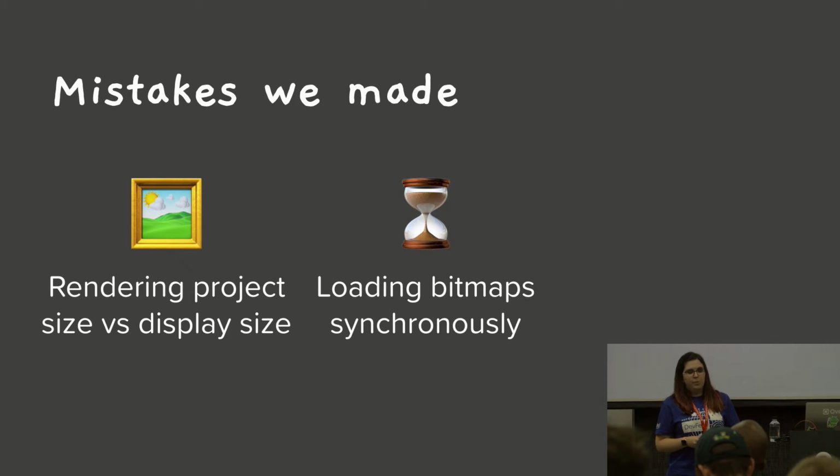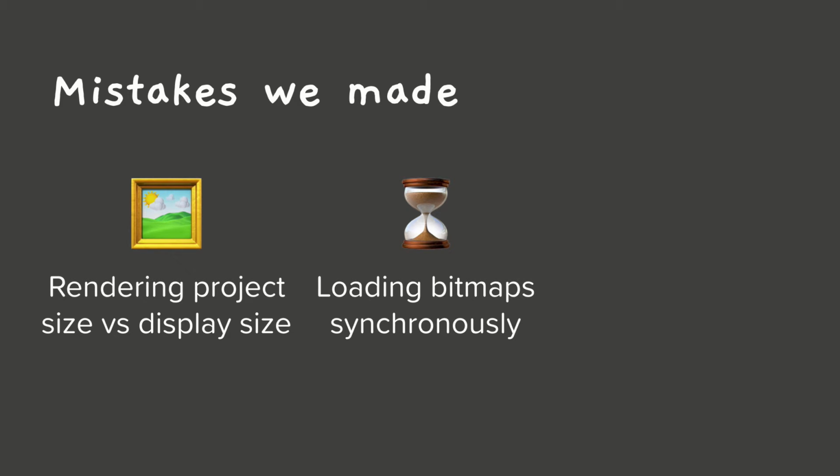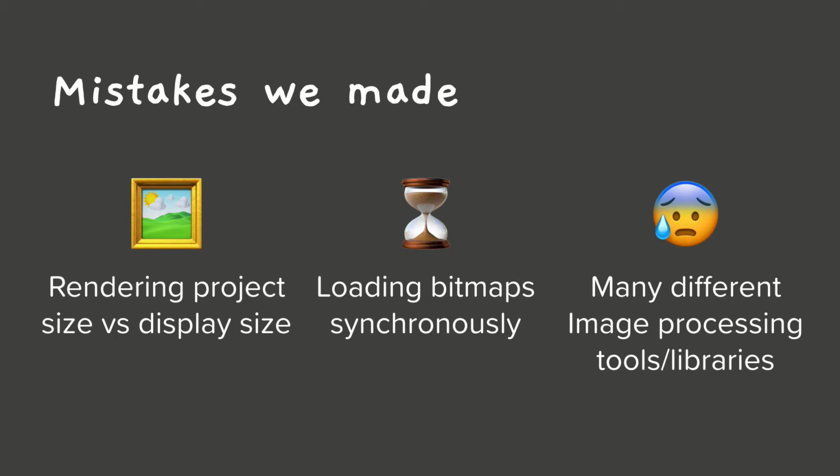Another mistake that we made was that we were loading bitmaps synchronously. Whilst it didn't look too bad on a really fast phone, like a Pixel 2 or Pixel 3, as soon as you put it on a slower device, it became very noticeable that we were doing something wrong. That one was quite easy to solve. We just chucked it on a background thread. But the others were obviously a little bit more complex. The last mistake that we made was that we looked at a lot of different image processing libraries and tools.